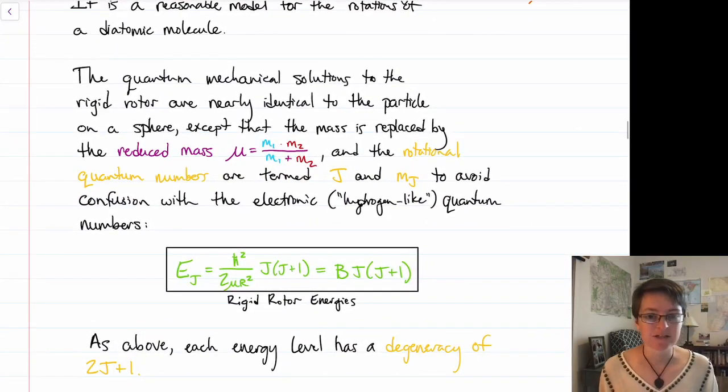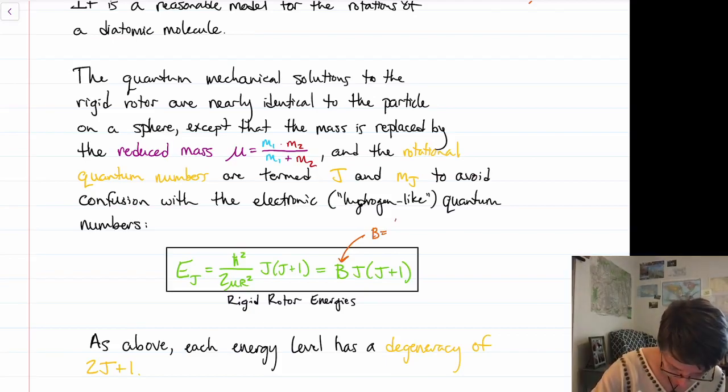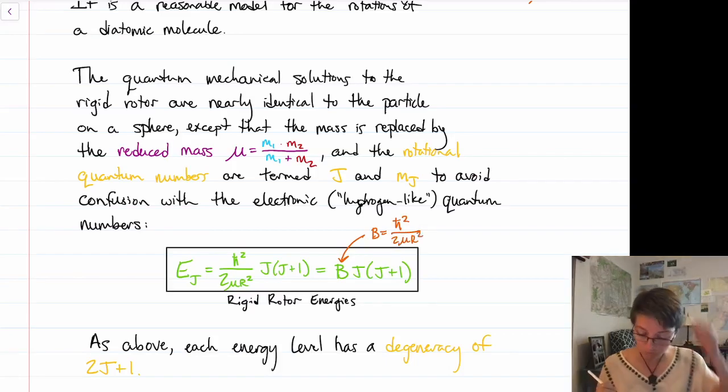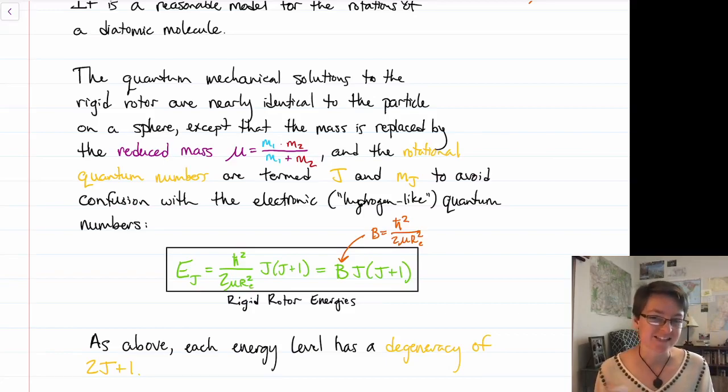Often, spectroscopists like to group together these constants that show up in front into a term that's called B. And so it's shown here, but just remember that B is equal to h bar squared divided by 2 mu times r squared, where r in this case now represents the equilibrium bond distance of this diatomic molecule. So sometimes you'll see in textbooks people throw an r sub e down here in order to remind us that it's the equilibrium bond distance that we're talking about. Just like before, each energy level has a degeneracy of 2J plus 1.